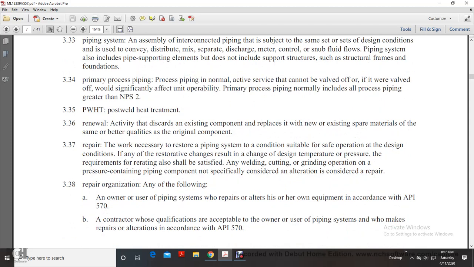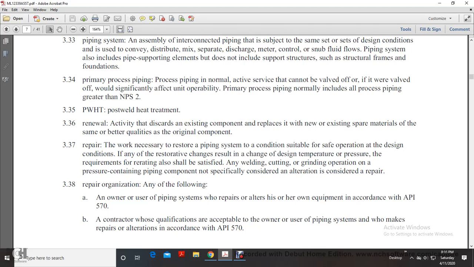Renewal: an activity that discards existing components and replaces them with new or existing spare materials of the same or better quality as the original component. Repair: the work necessary to restore a piping system to a condition suitable for safe operation at design conditions. If any restorative change results in a change of design temperature or pressure, the requirements for re-rating should also be satisfied. Any welding, cutting, or grinding operation on a pressure-containing piping component not specifically considered an alteration is considered a repair.